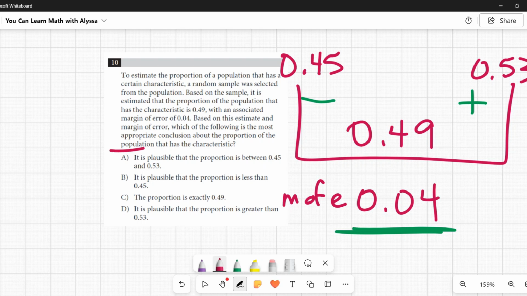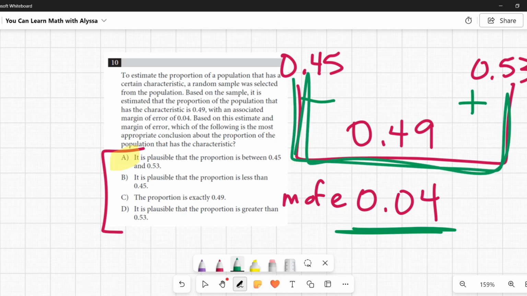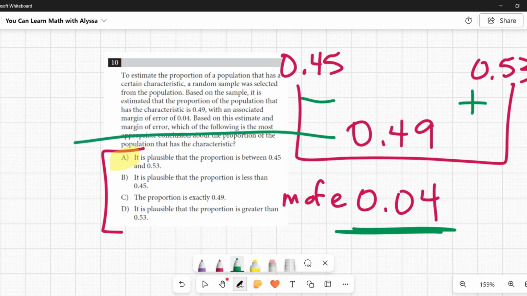Okay, let's look at our answers. A, it is plausible that the proportion is between 0.45 and 0.53. Right off the bat, that looks pretty good, but let's look at the rest just to make sure. B, it is plausible that the proportion is less than 0.45. Nope. That's what this is saying, is that these are the outer limits, 0.45 and 0.53. Saying it's plausible that it's down here? No. On this little number line that we're creating? Nope, that is not plausible.